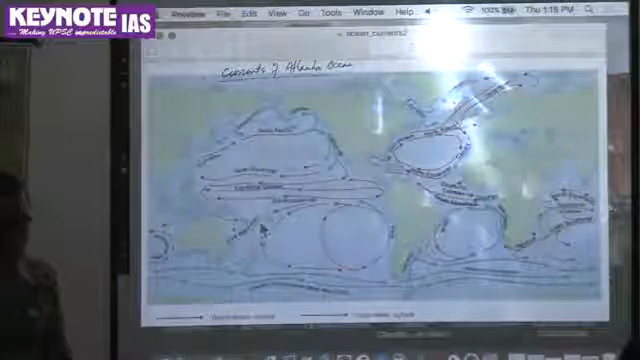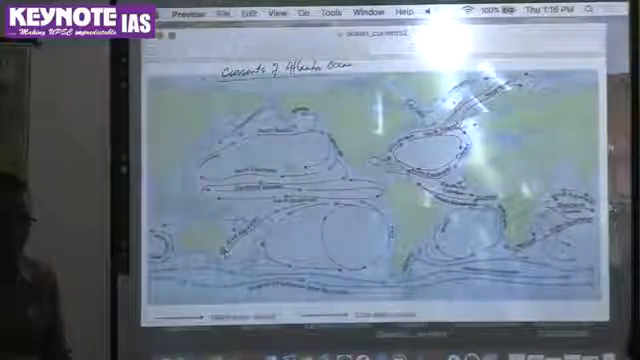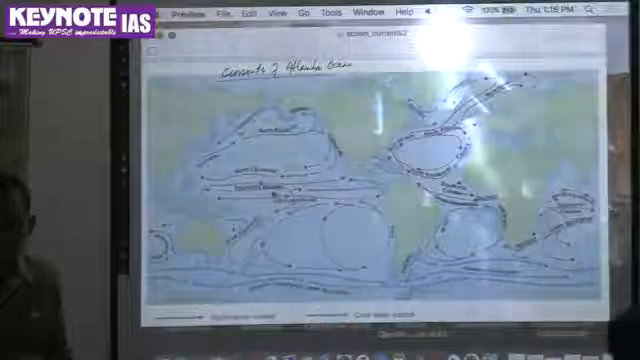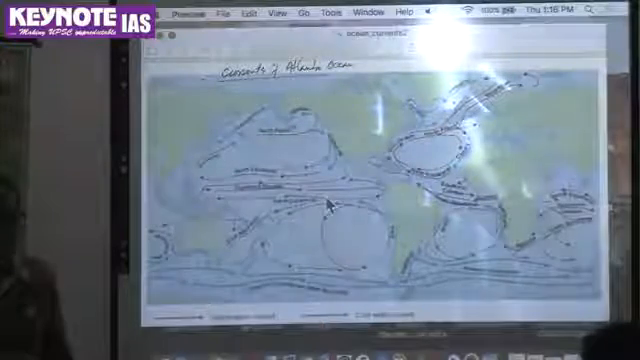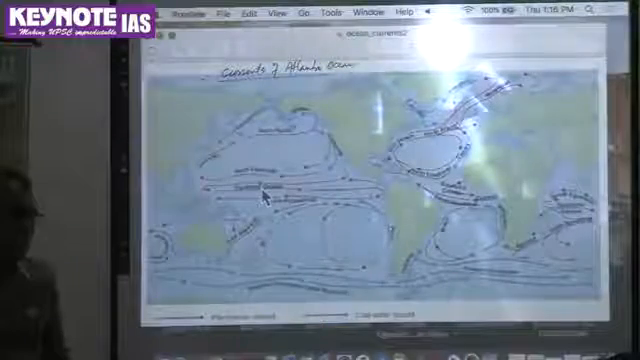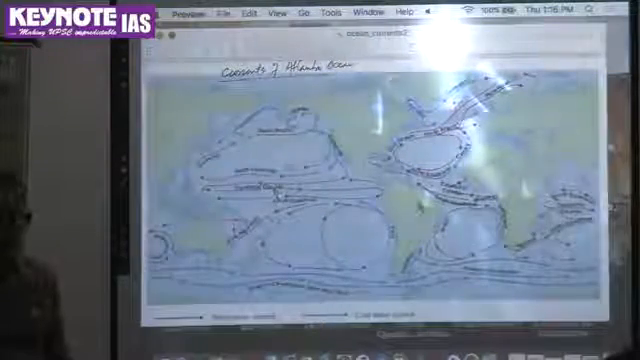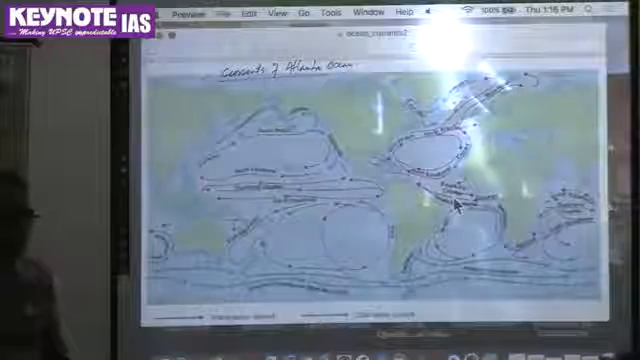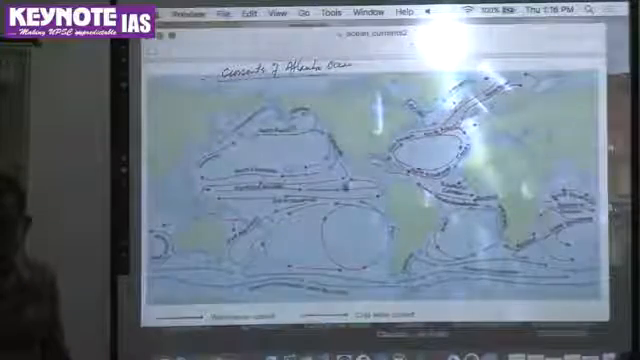Then East Australian current, again the trade wind will be onshore, warm ocean current, South Equatorial current, North Equatorial current, Counter Equatorial current. You can explain that. The Counter Equatorial current in Pacific Ocean will not be that strong as compared to Atlantic Ocean. Indian Ocean has altogether a different movement because of monsoon.